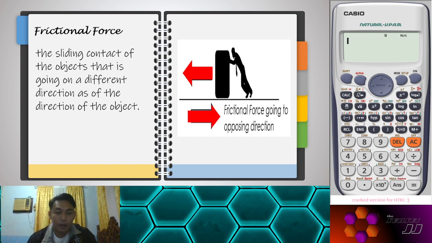Is it always like that? Yes, always. You cannot create friction if the frictional force is going in the same direction. It will always be in the opposite direction.